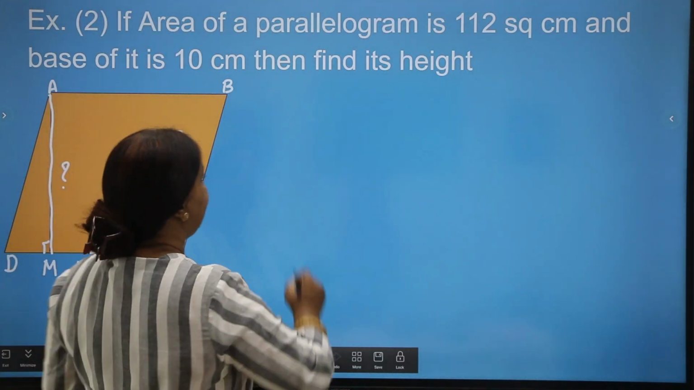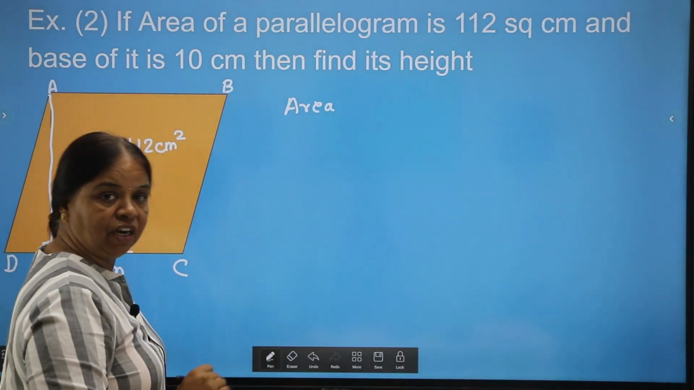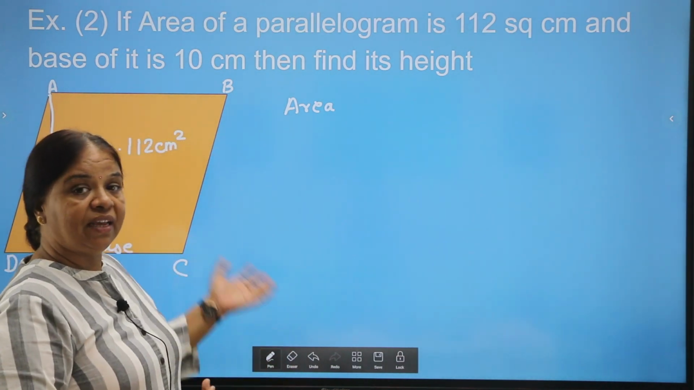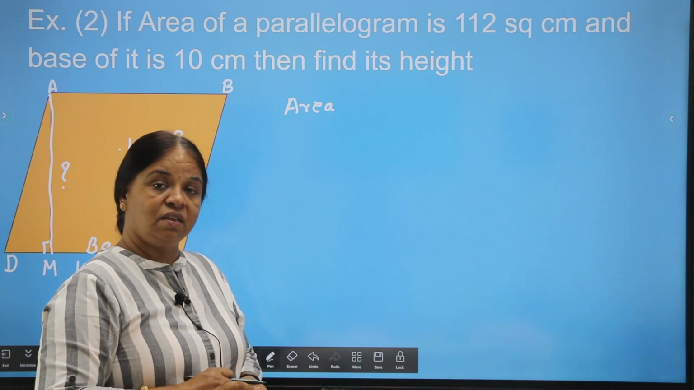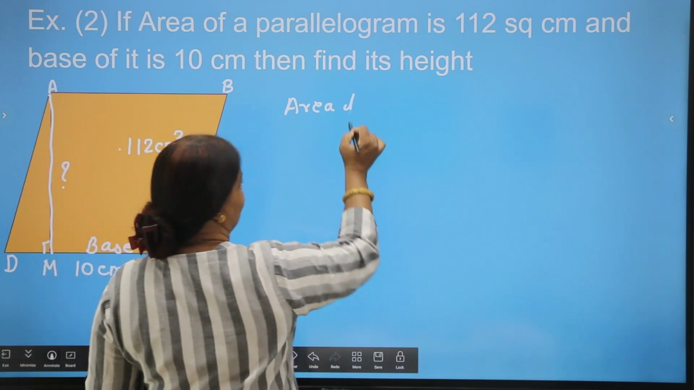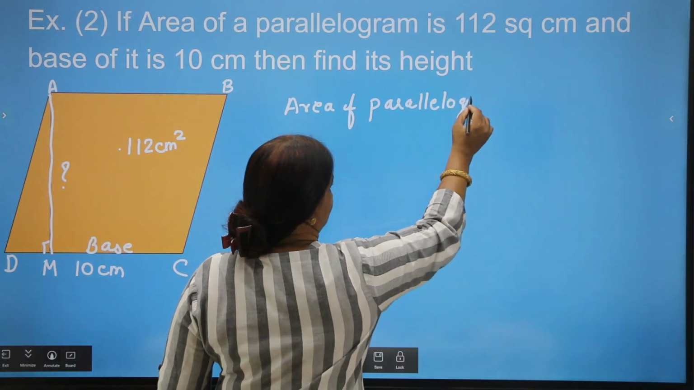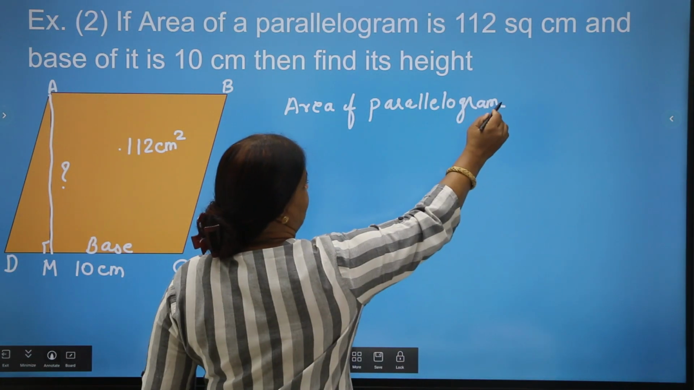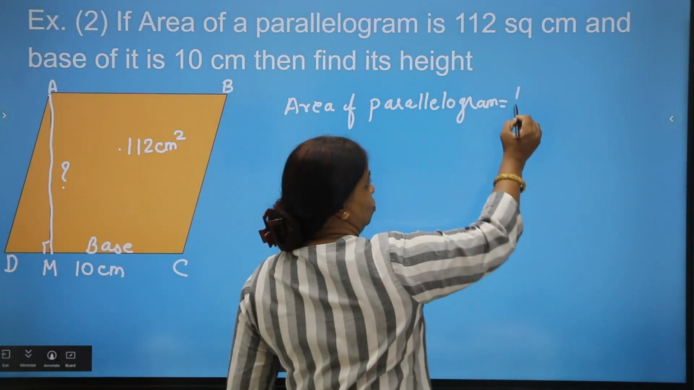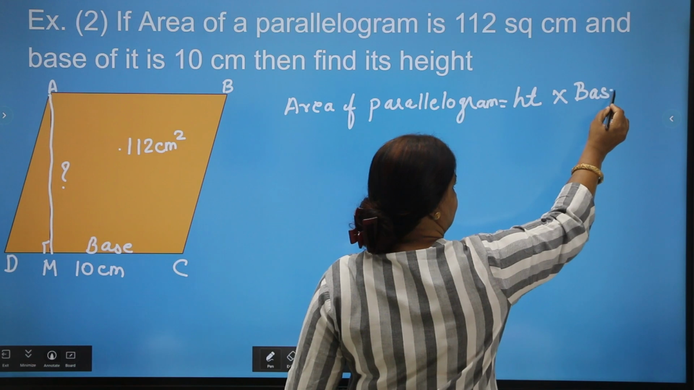We know the formula, area of parallelogram. Formula is very, very important, children, to write. You get mark when you are solving this question. If you will directly multiply or directly use those numbers, you will not get the mark. First, you must write the formula, area of parallelogram is equal to height into base. So HT means height and into base. In shortcut also you can write HT means height.